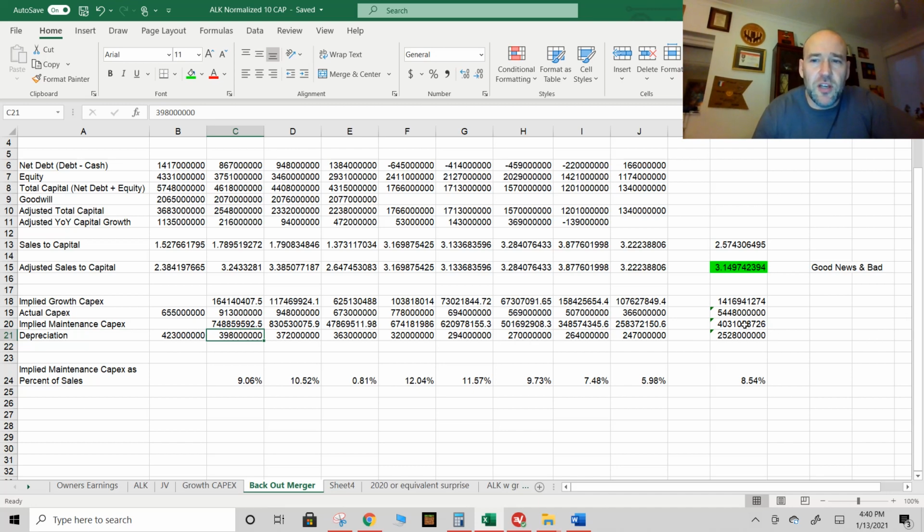So at the end of the day, I see it looks like I've got over $4 billion of maintenance capital expenditure, where I had during the same time period about $2.52 billion in depreciation. So a good bit more than depreciation.